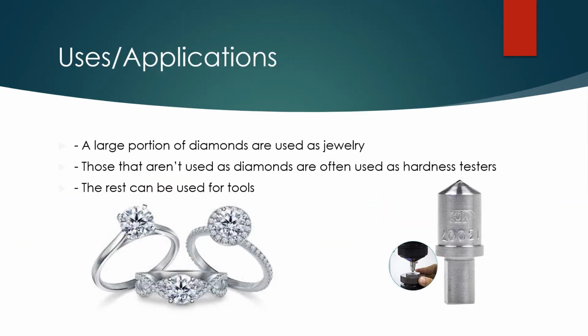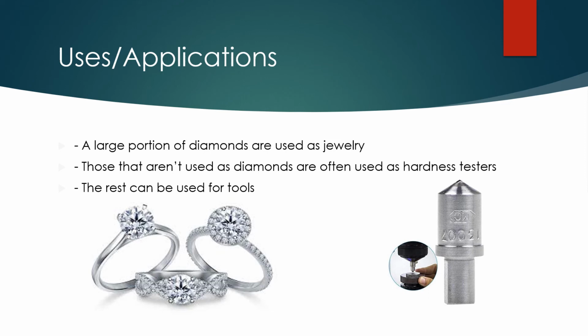So one of the main uses of diamonds, as everyone knows, is jewelry, the big diamond ring that everyone knows about and everyone wants one day. Mainly what diamonds are used for is in jewelry and accessories and all that sort of stuff. And then of those diamonds that aren't used for jewelry, they're often used as hardness testers on tips of the hardness tester, because diamond is the hardest material known to man.